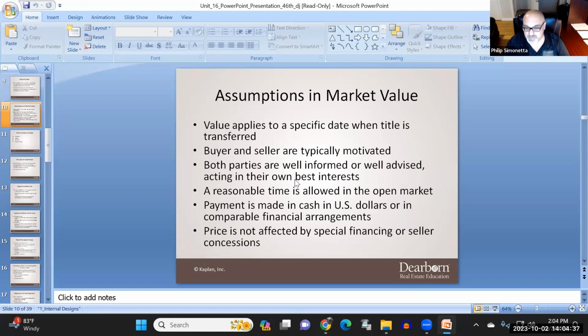A reasonable time is allowed in the open market. Payment is made in cash, in US dollars, or a comparable financial arrangement. And the price is not affected by special financing or seller concessions. So they're not going to raise the price to give the buyer money. They're not going to raise the price to get a different rate or anything else. It's not affected by any special anything, right?